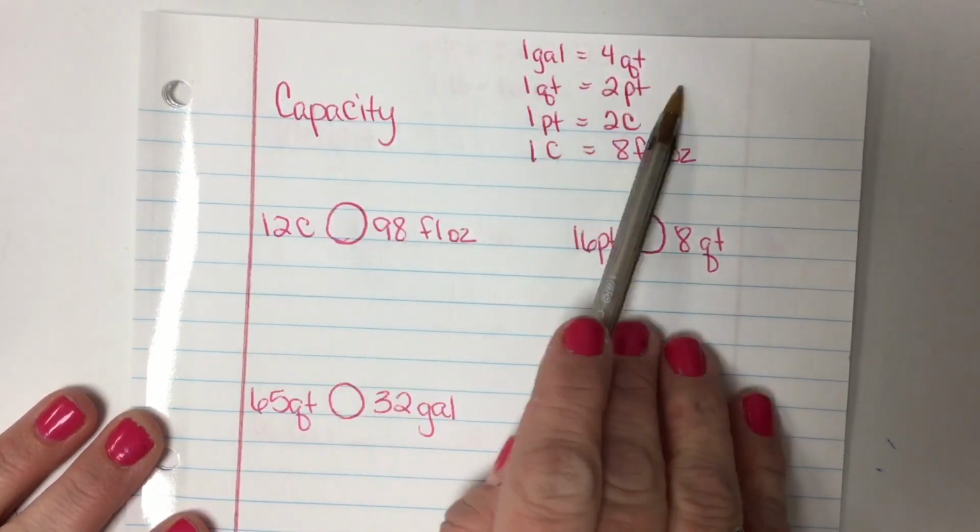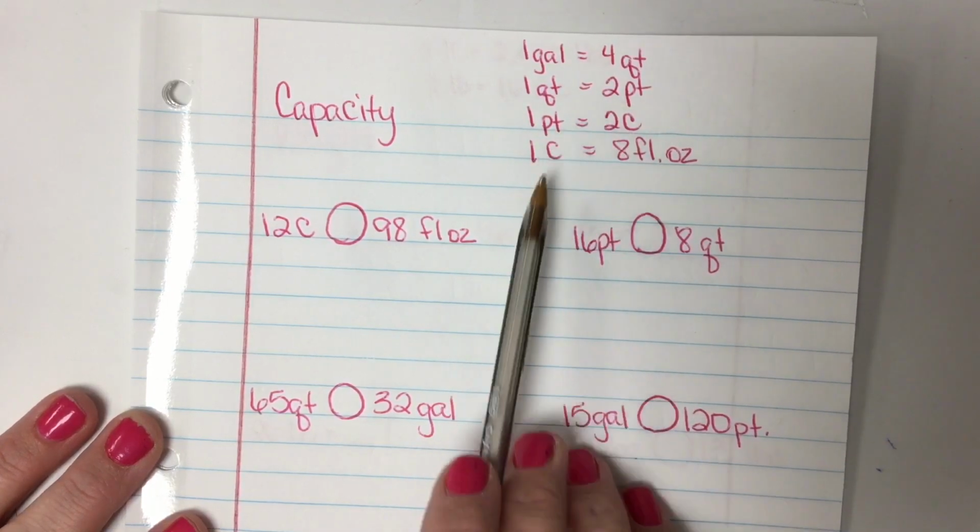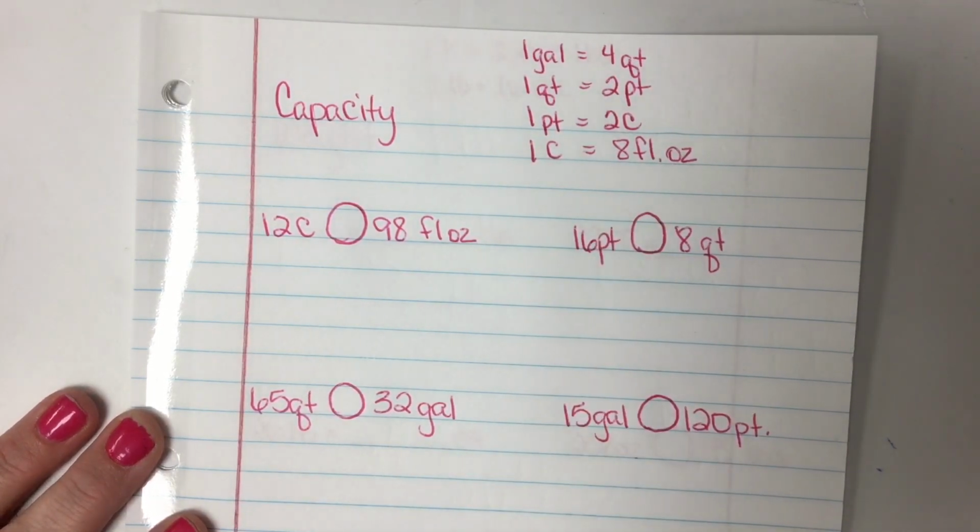Okay, now we're going to look at capacity. You should also have this in your journal. 1 gallon equals 4 quarts. 1 quart is 2 pints. 1 pint is 2 cups. 1 cup is 8 fluid ounces.